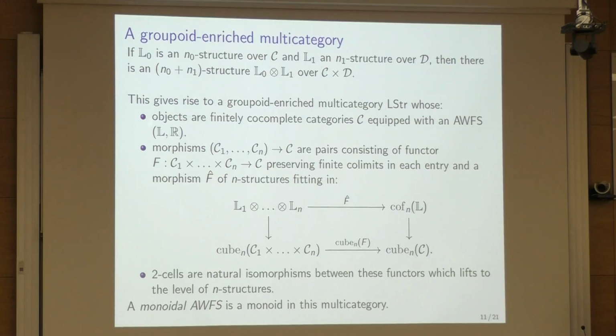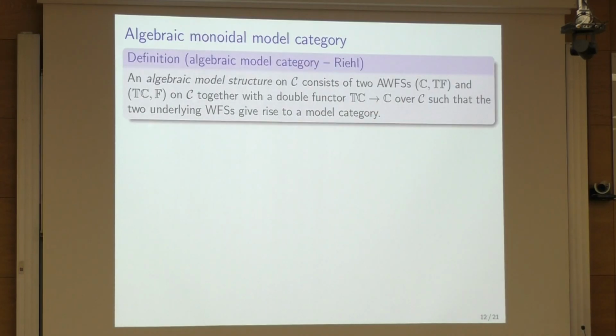It is simply a monoid in this multi-category. And in a similar style, we can define what an algebraic monoidal model category is. This is a definition which we came up with, which is a bit stronger than what Emily Riehl has defined earlier. So we both start, in some sense, from an algebraic model structure on a category C.